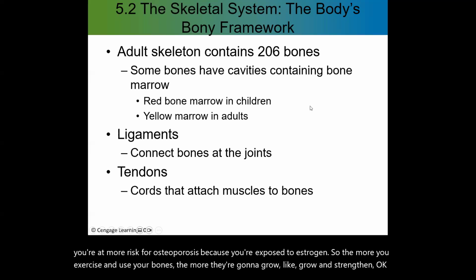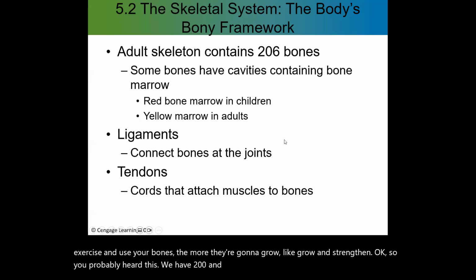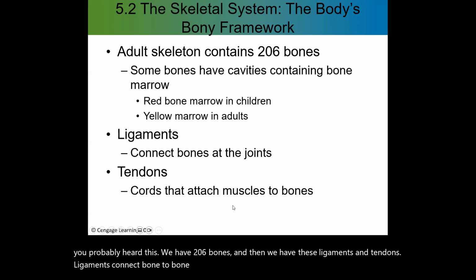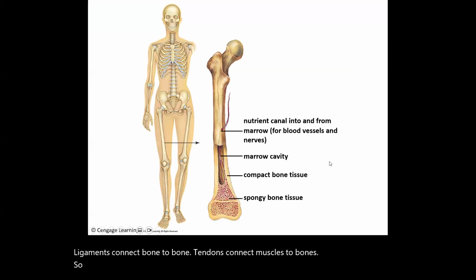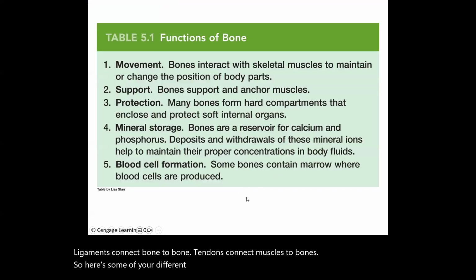Okay, so you probably heard this. We have 206 bones. And then we have these ligaments and tendons. Ligaments connect bone to bone. Tendons connect muscles to bones. So here's some of your different bones. These are the functions of your bones that you can go through.